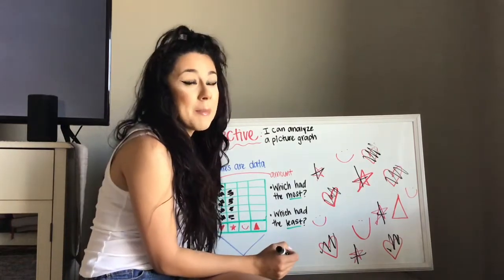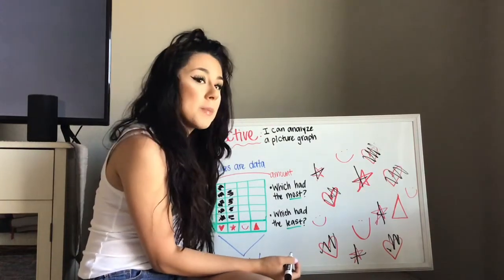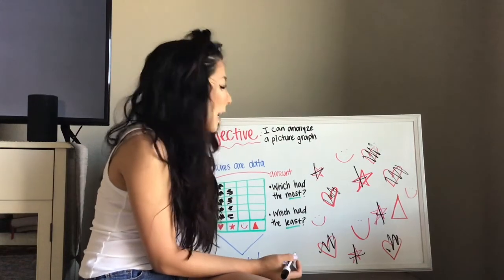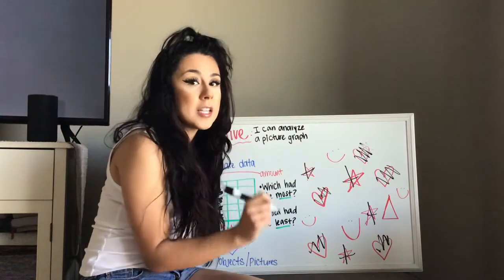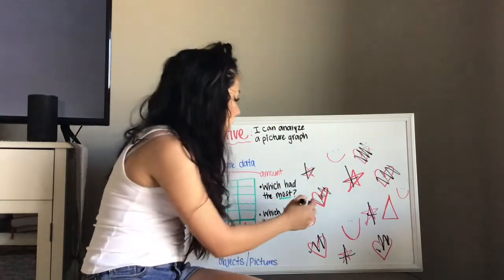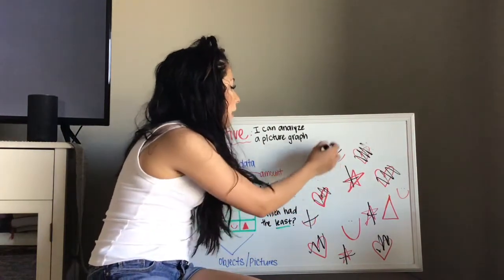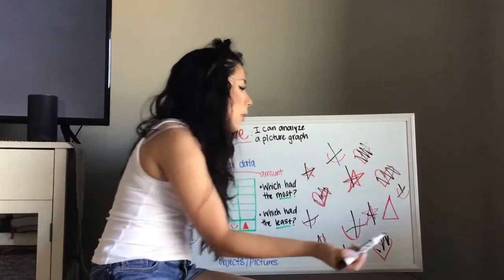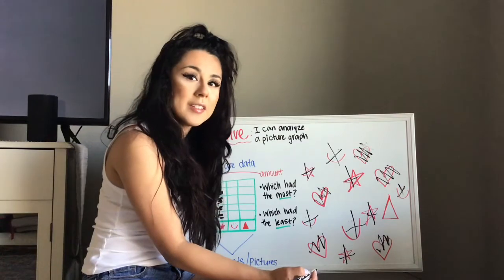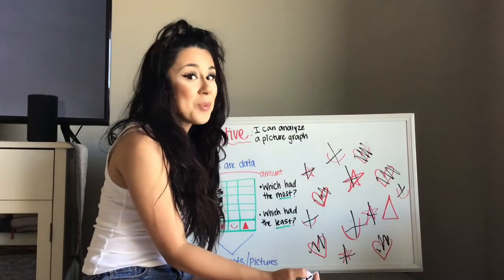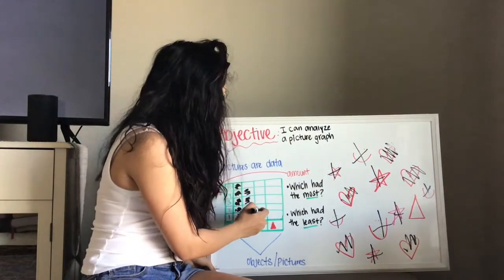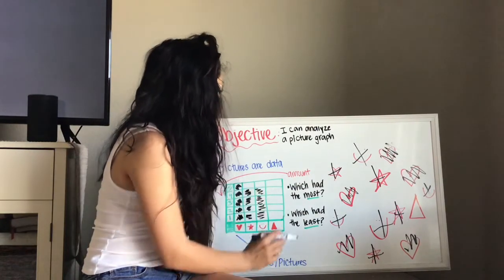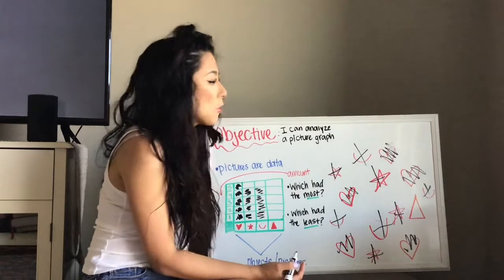Next are these smileys. Can you see any smileys on my picture graph area? Good job. Let's go ahead and cross them off and count them. I'm crossing them off so I know which ones I already counted. 1, 2, 3, 4. How many smileys did we have? Good job. We had 4. So I'm going to go through. 1, 2, 3, 4.